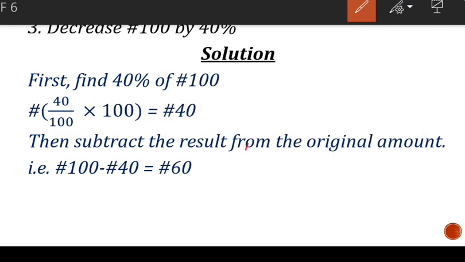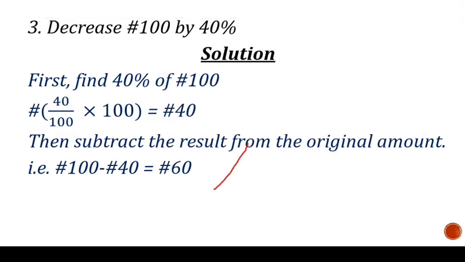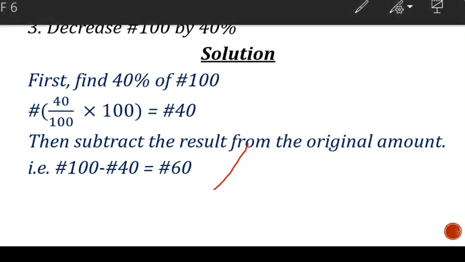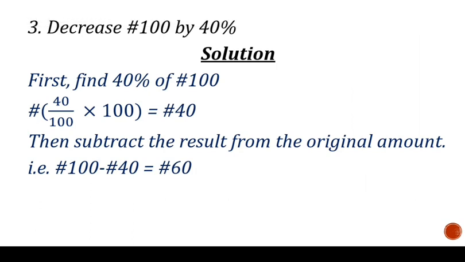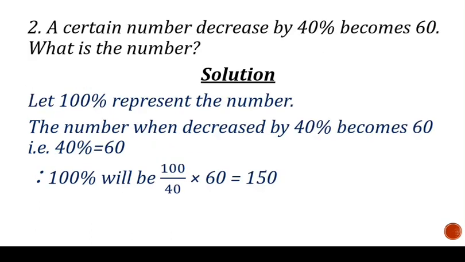Then what? We are now told to do what? Then subtract, because we are doing decrease. Then subtract the result from the original amount. The result we get here, now subtract it from the original amount. What's the original amount? 100 naira. That's 100 minus 40 gives us 60. I hope you understand. Let's go to the next example.